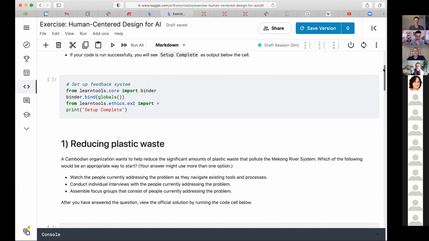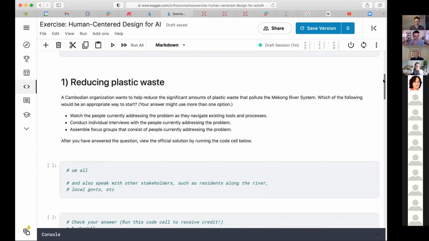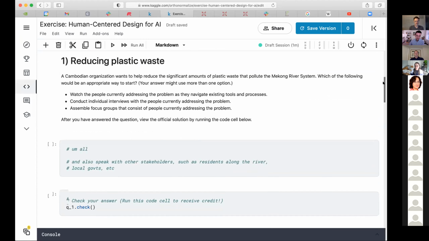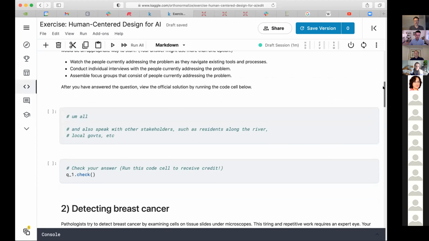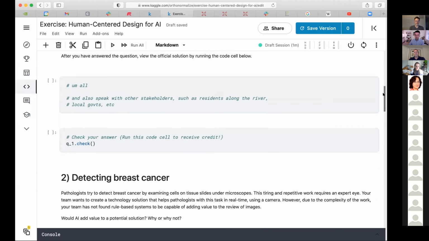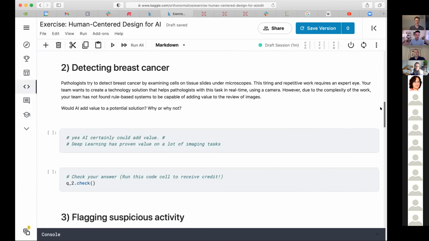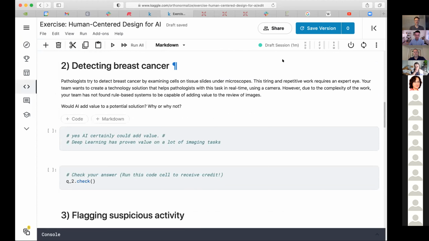So reducing plastic waste. After you've answered the question, view the official solution. I mean, the answer here is that all of these are useful people to talk to, useful actions to do. You always want to get the lay of the land of the problem before really diving in with a solution. I believe in this section, if I recall correctly, each one of these questions had to do with one of the 6 bullets that they had in the last section.